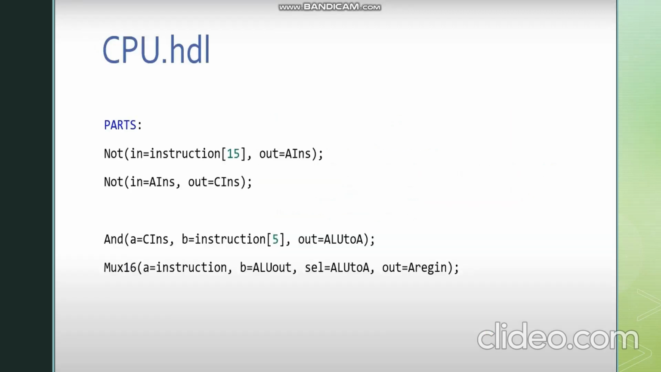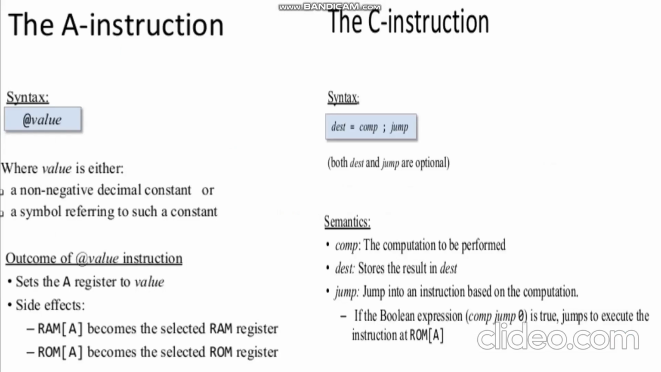This is the first part of the PARTS section in the CPU HDL code that I have shown previously. As you can see, we have three different gates: NOT gate, AND gate, and MUX16. These gates allow the CPU to function and perform specific operations. Firstly, there are two types of instruction coming into the CPU from the instruction memory. These instructions are the A instruction and the C instruction respectively. Here, I will explain the A instruction and the C instruction in more detail.